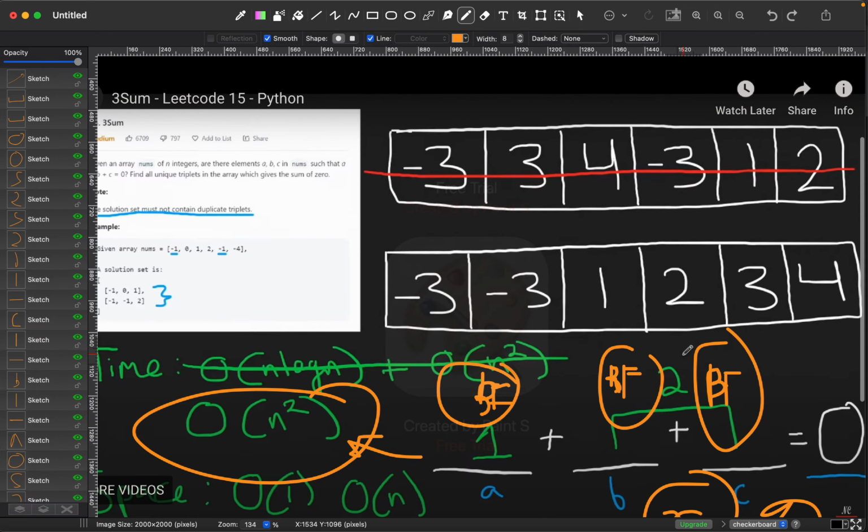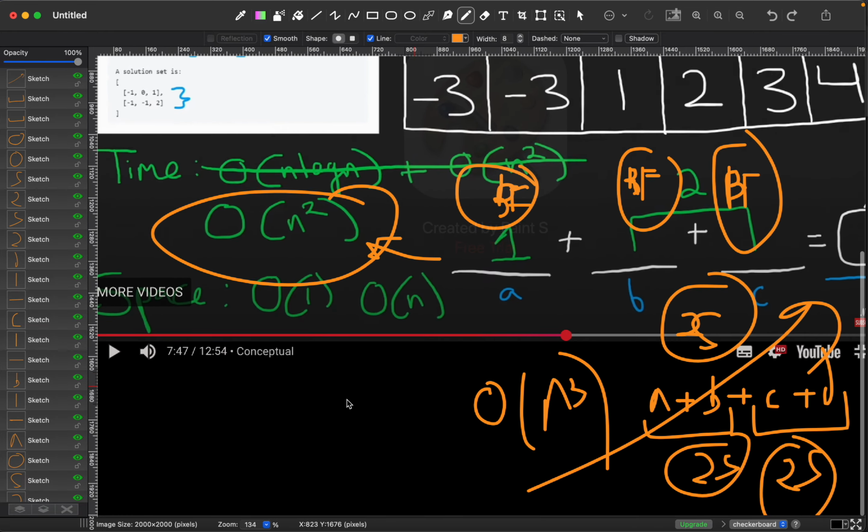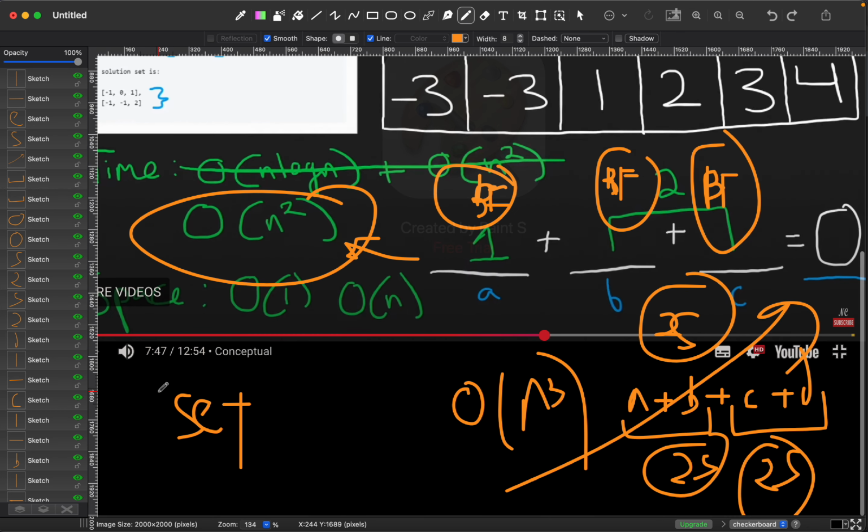I'm not too sure for the duplicates, how do they actually solve it? Maybe they can use a hash set to say that if that value has already been inserted, you can't insert it again. I think this is one way.